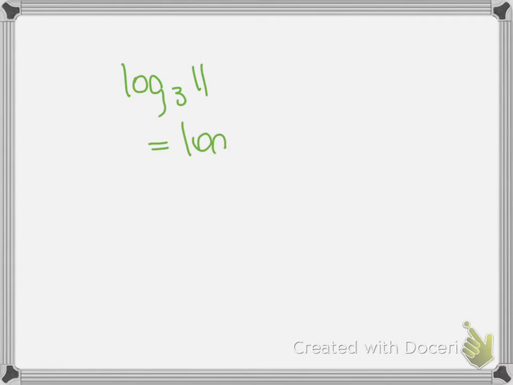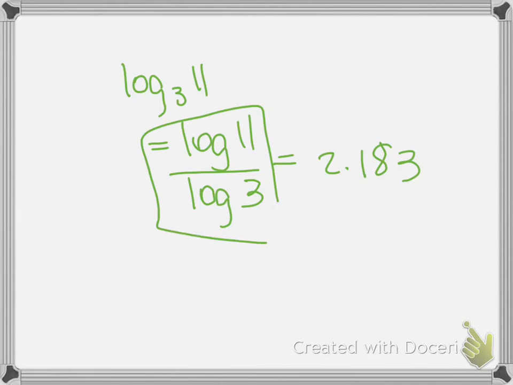Let's do another one. The log base 3 of 11 is simply the log of 11 over the log of 3. Right now my common base is 10, so I'm doing a common log. I don't have to worry about writing anything else.